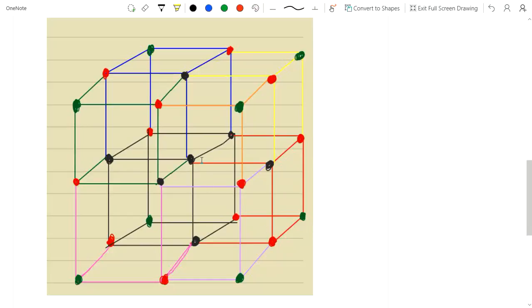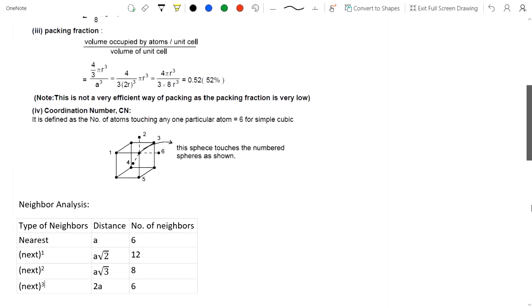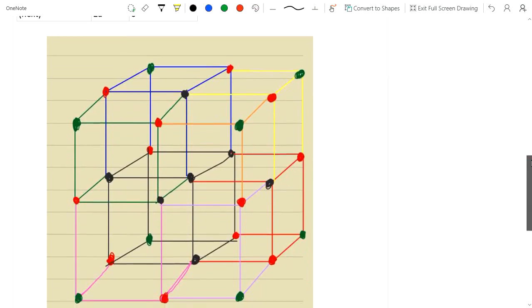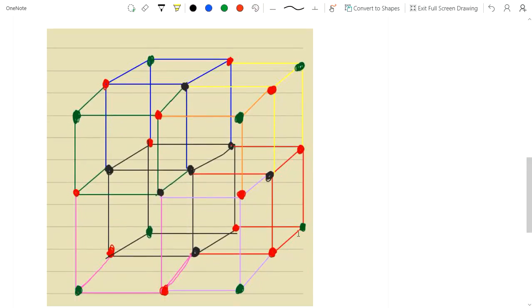The next nearest neighbors were at a distance of a root 3, and there were 8 such atoms. So again, if you look at this diagram, all the green points that we have created are nothing but body diagonals, and they are going to be at a distance of a root 3. There are 8 such body diagonals you can get because each atom is going to be part of 8 surrounding cubes, and each cube will have one body diagonal atom. So there are going to be 8 such atoms which are at a distance of a root 3. All the green atoms are at a distance of a root 3, and there are 8 such atoms present.